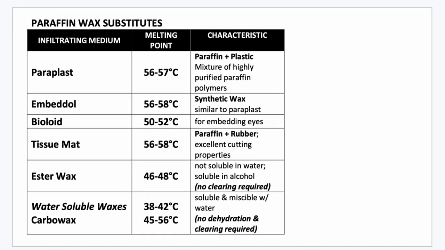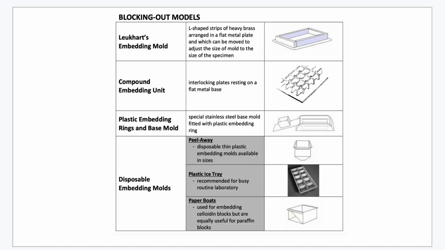Okay, so what are your paraffin wax substitutes? You have your Paraplast, your Embedol, similar to Paraplast, which is paraffin plus plastic. Bioloid for embedding the eye, Tissue Mat, paraffin and rubber, excellent for cutting properties. Ester wax, not soluble in water, soluble in alcohol. Water soluble waxes and carbowax. So be familiar with their characteristics and melting points.